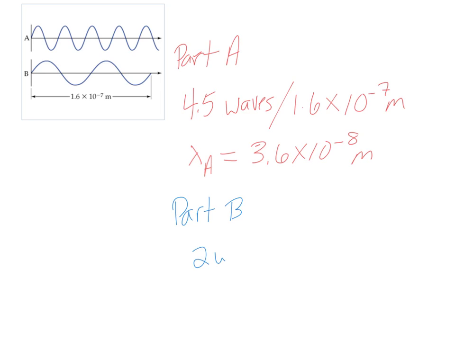or for wave B. Actually, it's not really part B from the question. But there are 2 complete waves in 1.6 times 10 to the negative 7th meters. And so, quick calculation, you get the wavelength for B to be equal to, I believe, 8 times 10 to the negative 8th meters.